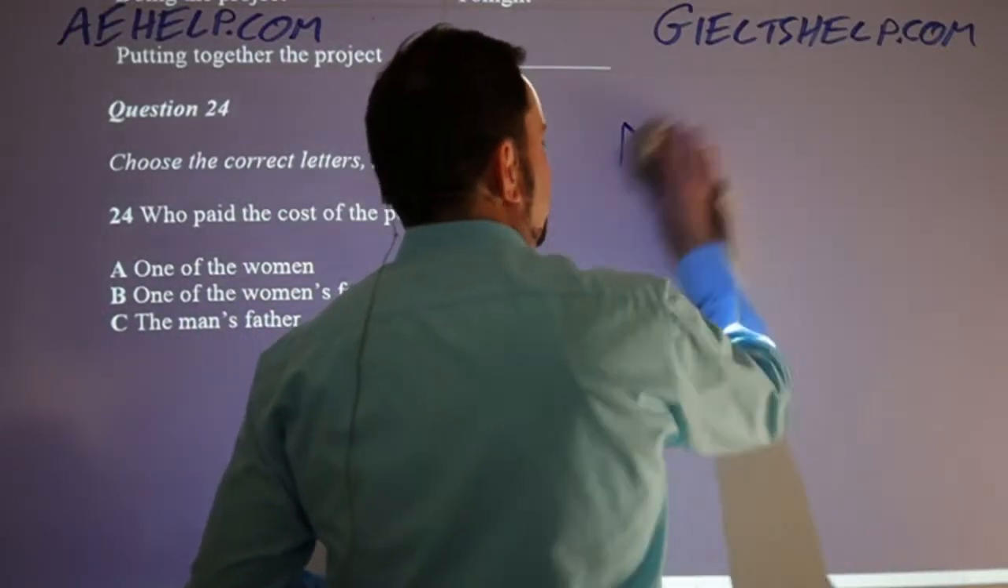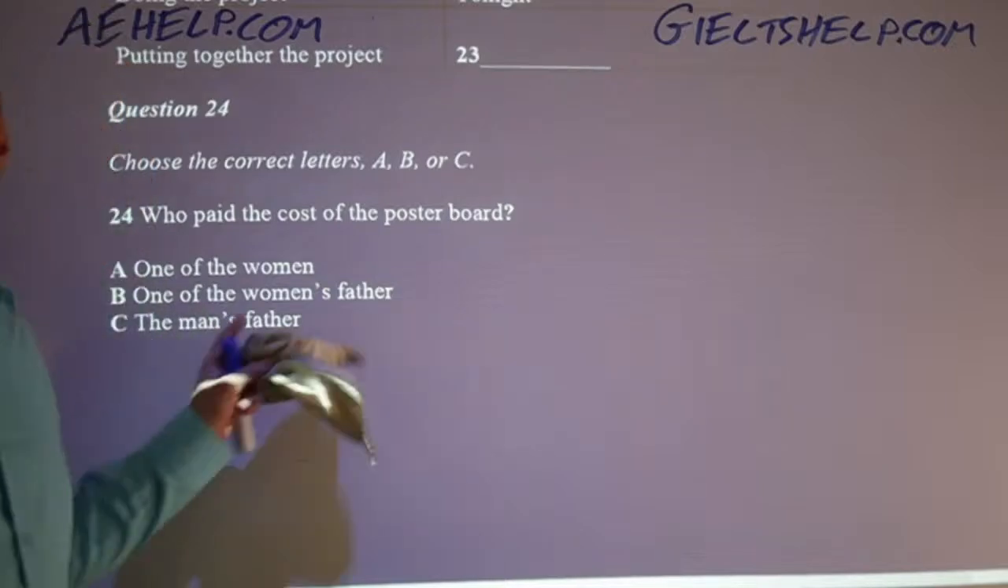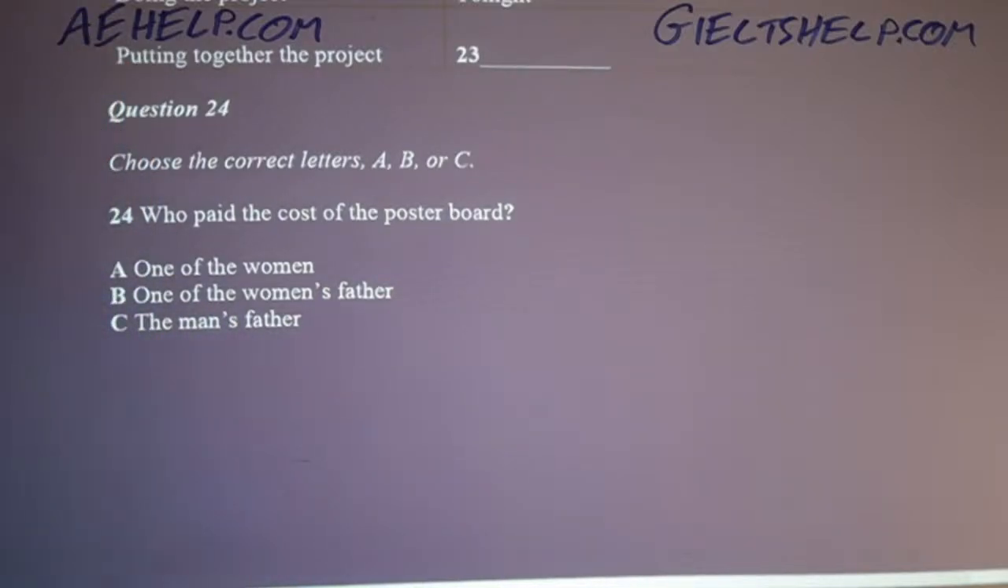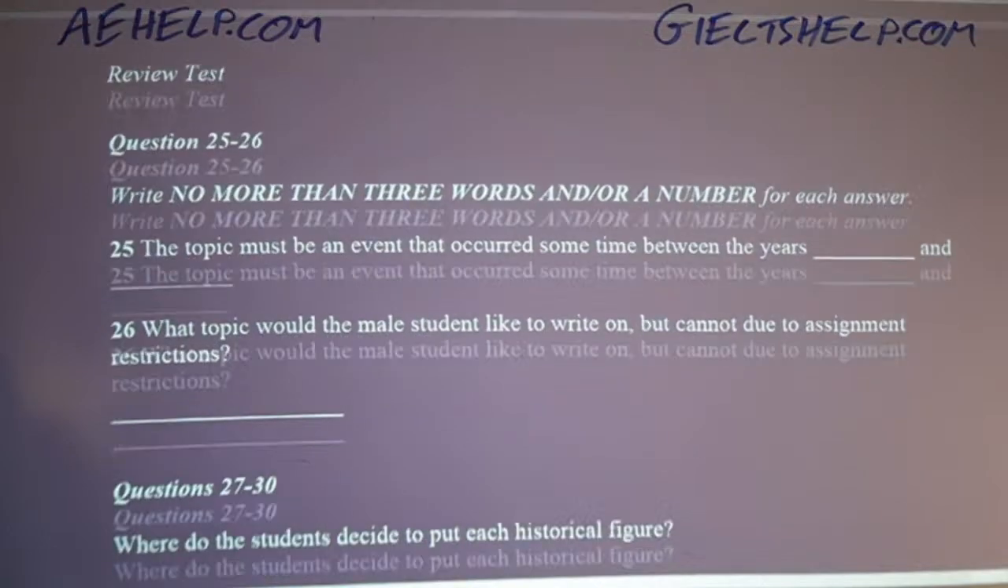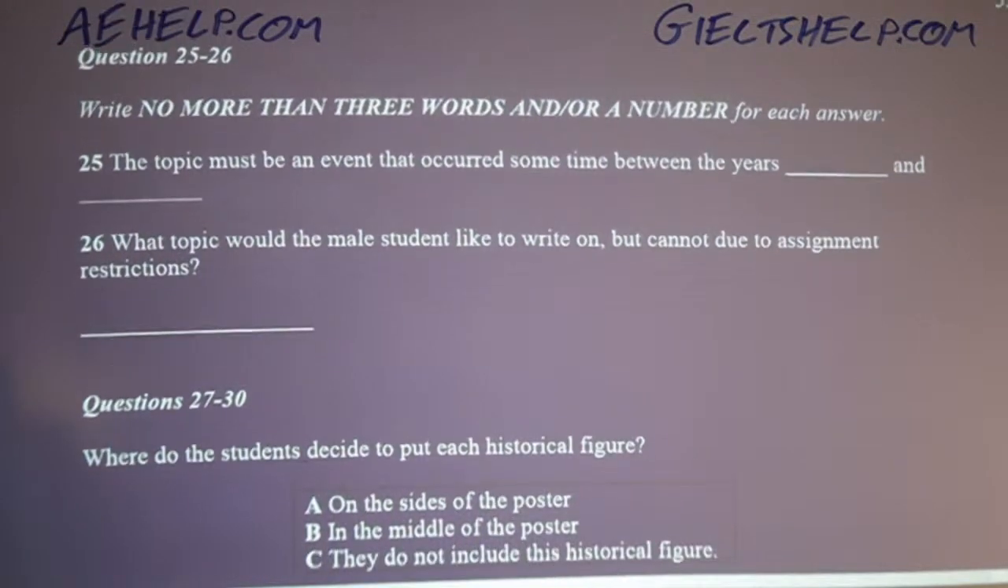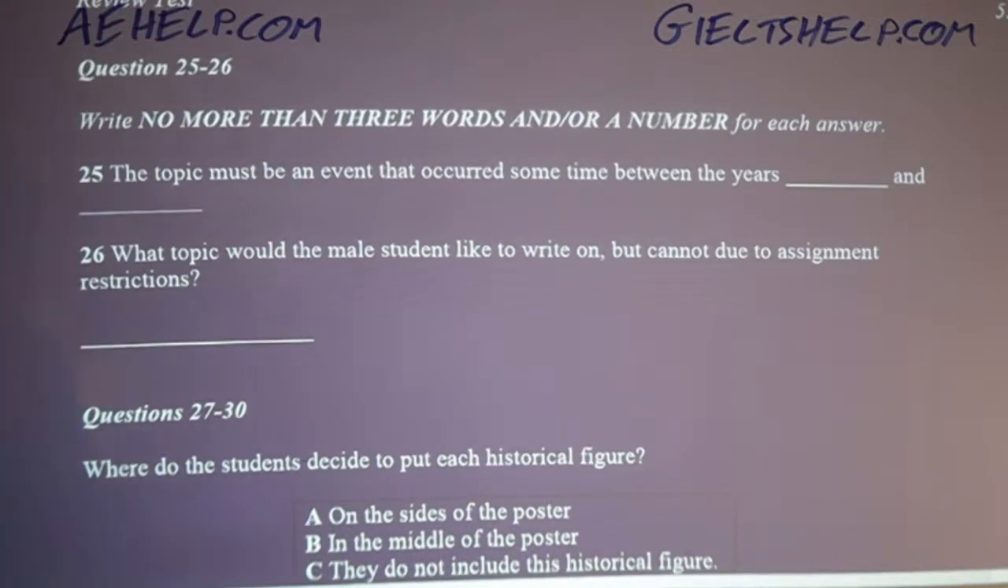All right, so I'll probably put that figure up there again for you, but yeah, it was one of the woman's dads. Okay, so here we go. 25, 26, short answer. I'm glad, Marjona and Sarita, that I got a good laugh out of you. You know what I mean by it.